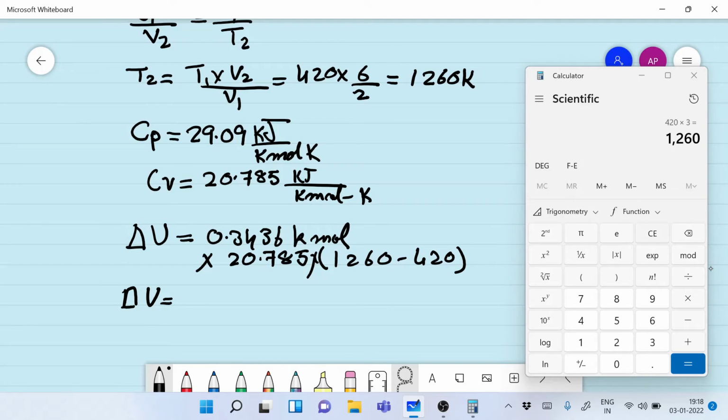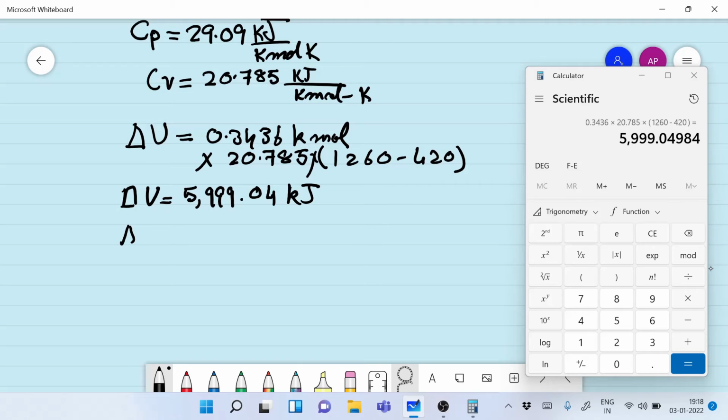So the delta U is equal to, let's calculate, 0.3436 into 20.785 into bracket start 1260 minus 420. So that is 5999.04 kilojoules.